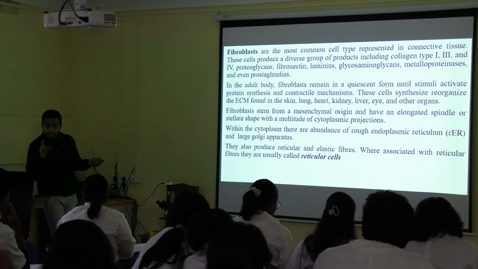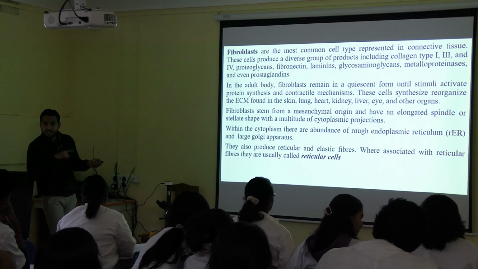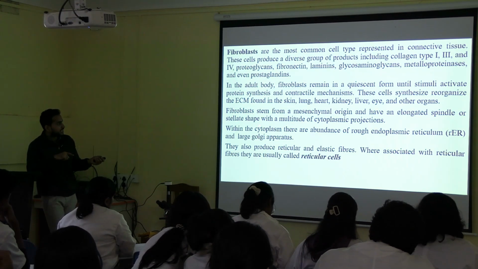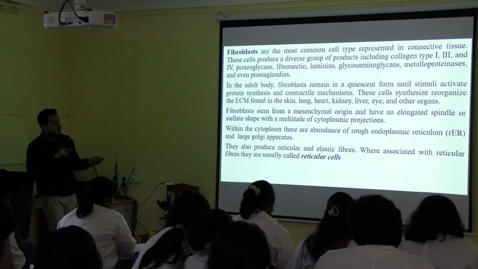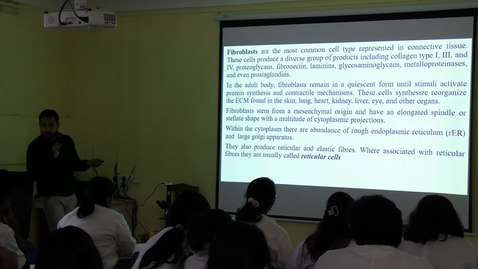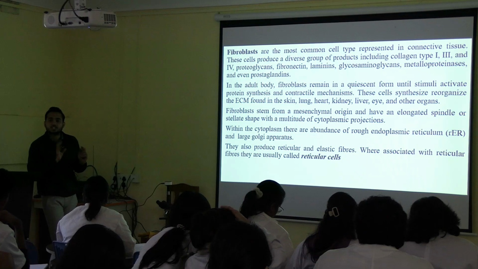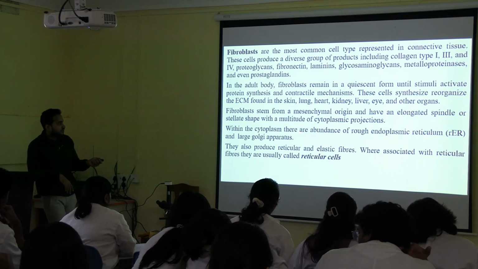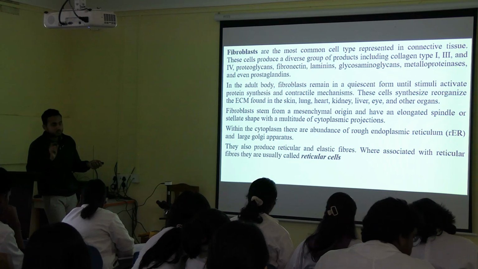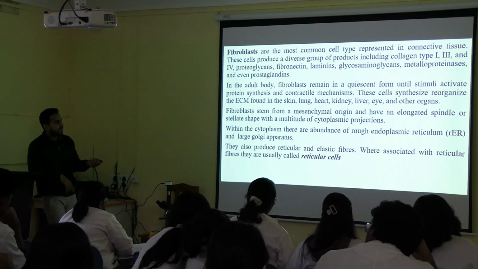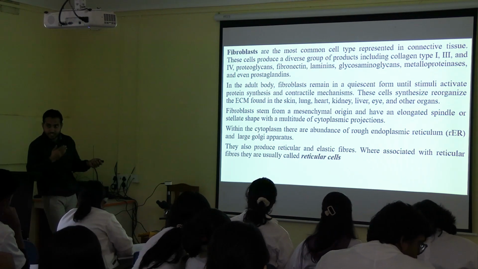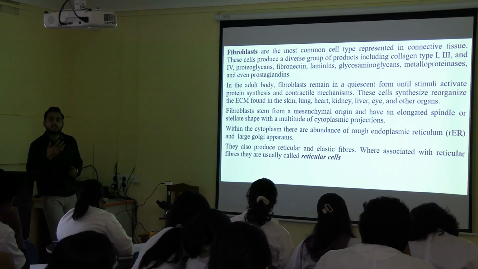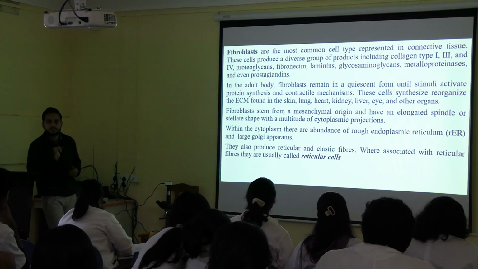If you see the shape of the fibroblast cells, as I have shown you earlier, they are elongated, spindle shaped or stellate shaped. Along with that, multiple cytoplasmic projections are there. Okay, this is the particular shape of the fibroblast cell. Next, within the cytoplasm, abundant rough ER is there, along with a large Golgi apparatus. So these are some important striking features of this type of cell.